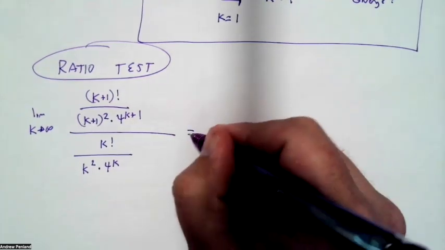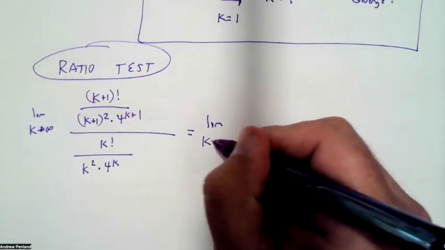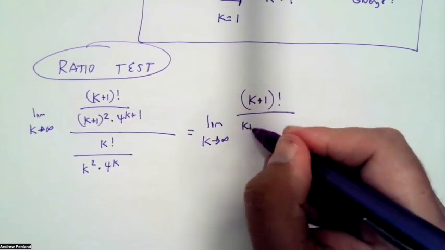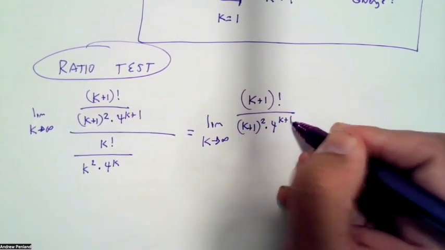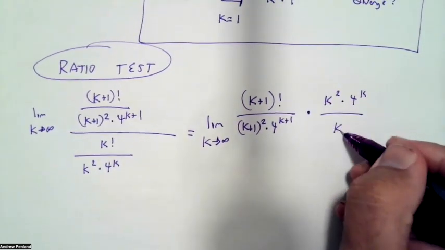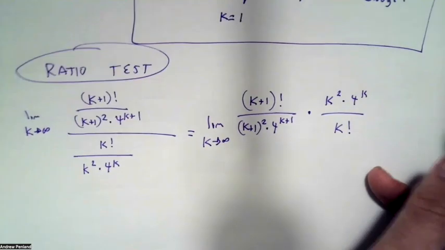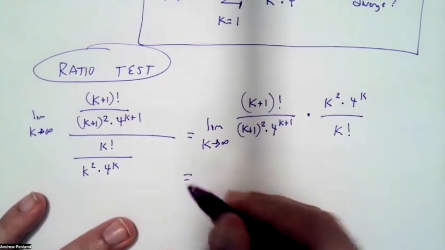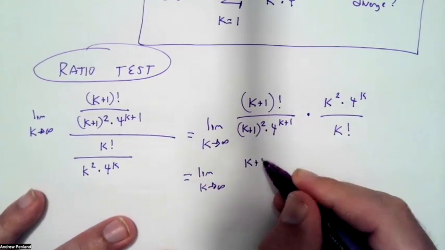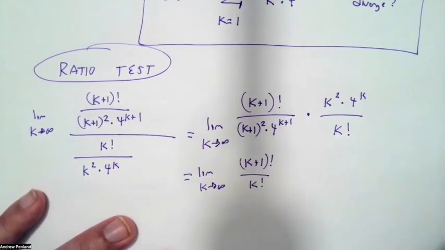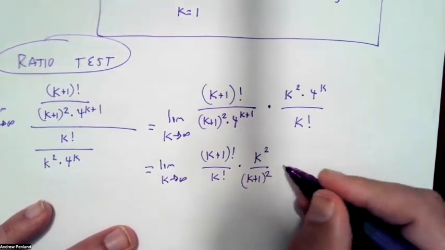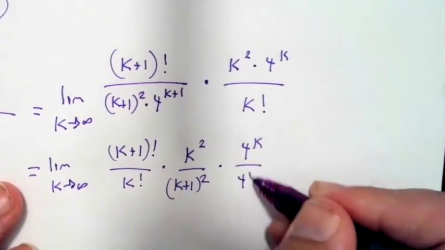And then we're going to rewrite this as the limit as k approaches infinity of k plus 1 factorial all over k plus 1 squared times 4 to the k plus 1 times k squared times 4 to the k all over k factorial. Now, I have a little bit of rewriting here. I'd like to rewrite this so that the ratio of terms that makes sense to go together, I can do that. So I have k plus 1 factorial over k factorial times k squared over k plus 1 squared times 4 to the k over 4 to the k plus 1.